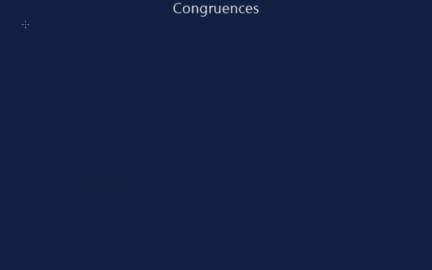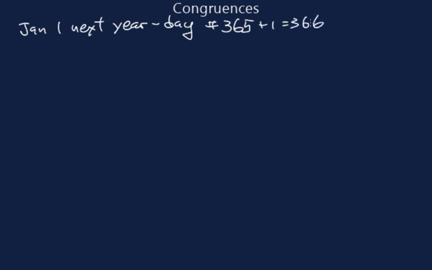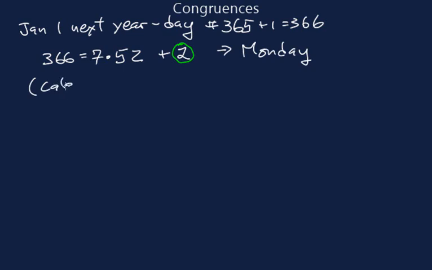Okay, well, let's do the last one. What about January 1st next year? Well, counting the days, the last day of the year is day number 365. And the first day next year, you add 1 to that, so you get 366. And let's see, if you do the division algorithm, 366 is 7 times 52 plus 2. Easy to check, 52 weeks in the year, but there are these extra 2 days. And so that says that January 1st next year will be on a Monday. And again, what matters is the remainder when you divide by 7.